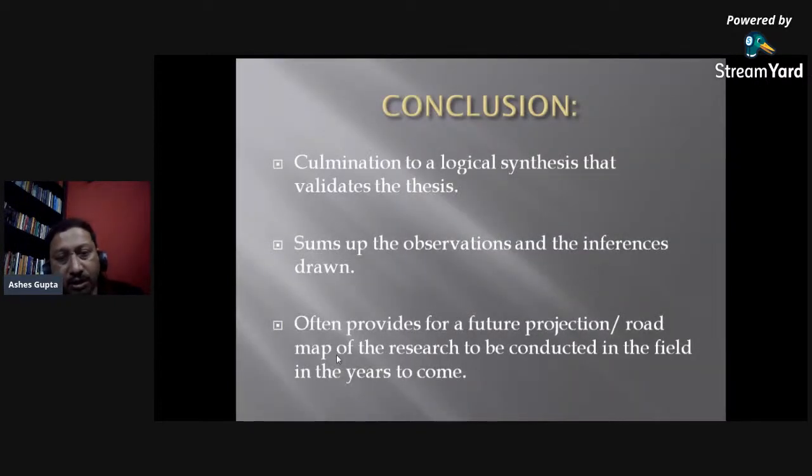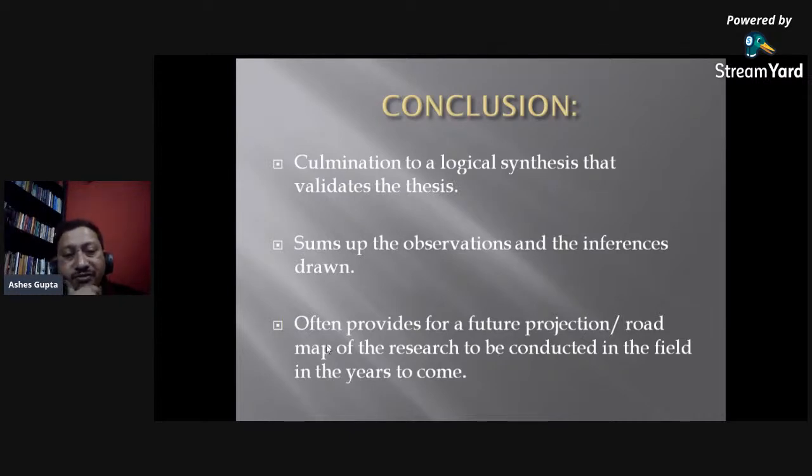Conclusion. Now, generally, what happens is whenever someone speaks about research writing, they would end up with a conclusion. What is conclusion? Culmination to a logical synthesis. Remember, a hypothesis, thesis, synthesis, triangulation. So, in conclusion, you culminate to a logical synthesis that validates the thesis. Whatever you have substantiated, logically argued in your thesis, culminates into your conclusion as a synthesis. You say, hence, what I have opined, what I have guessed, what I have provided as a hypothesis proves to be true. So, hypothesis, thesis, synthesis in the conclusion.